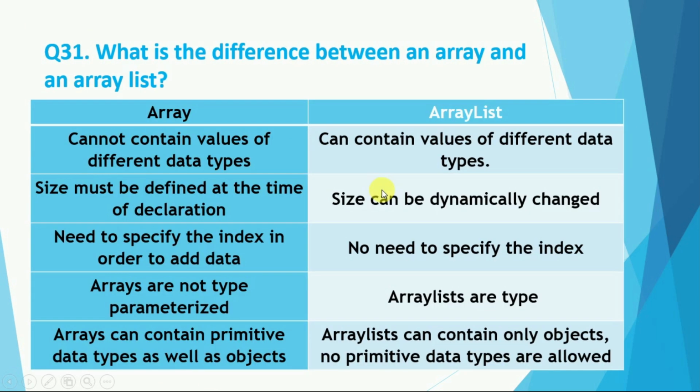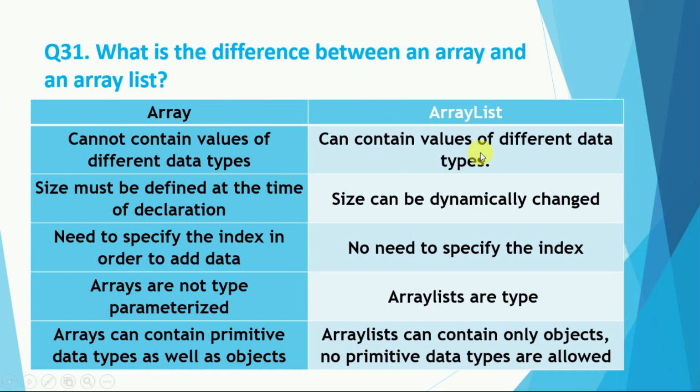Next is what is the difference between an array and an array list. We already talked about array and array list, but what is the difference between them? An array cannot contain values of different data types. An array always contains values of the same data type. If you want to use a string, you use strings; if you want to use characters, you use characters; if you want to use numeric values, you use numeric values. So you need to use values of the same data type.